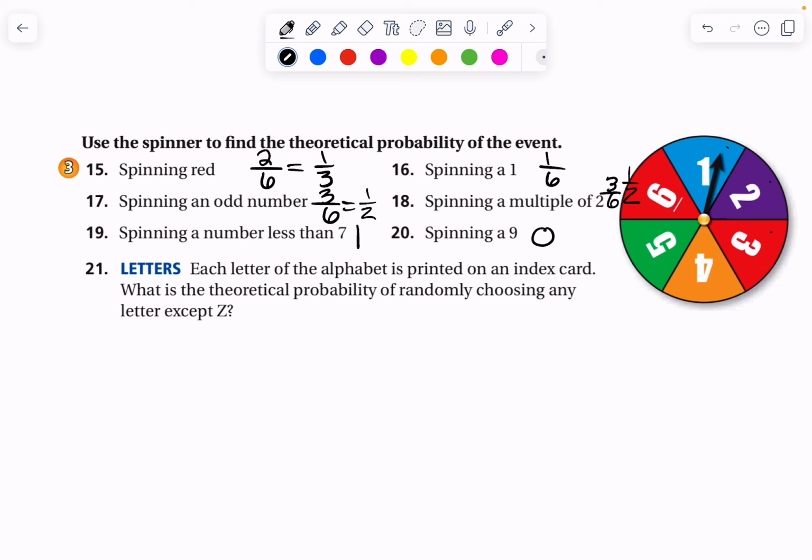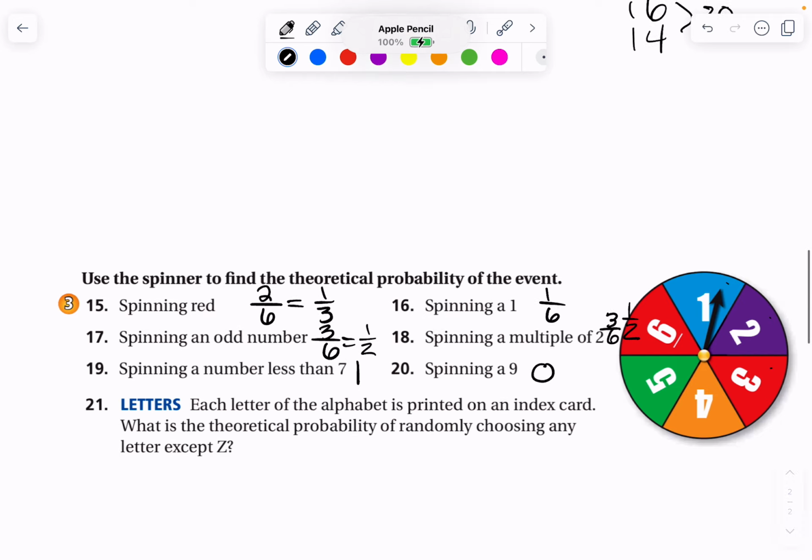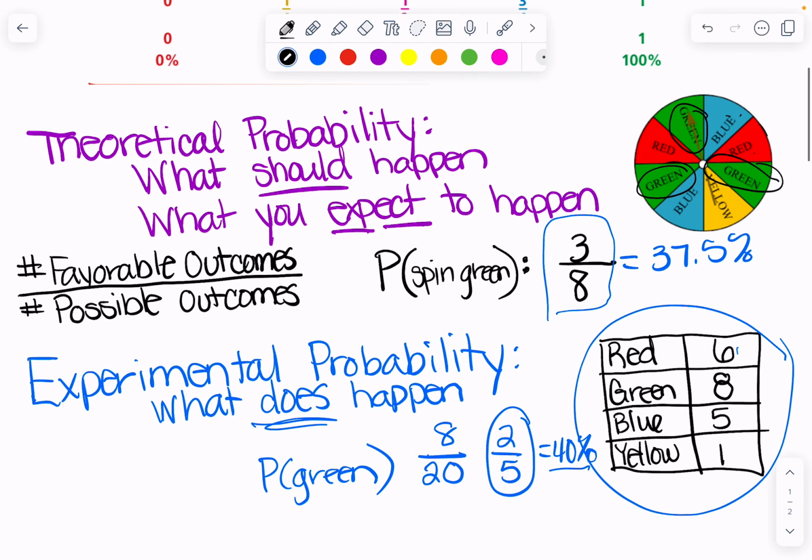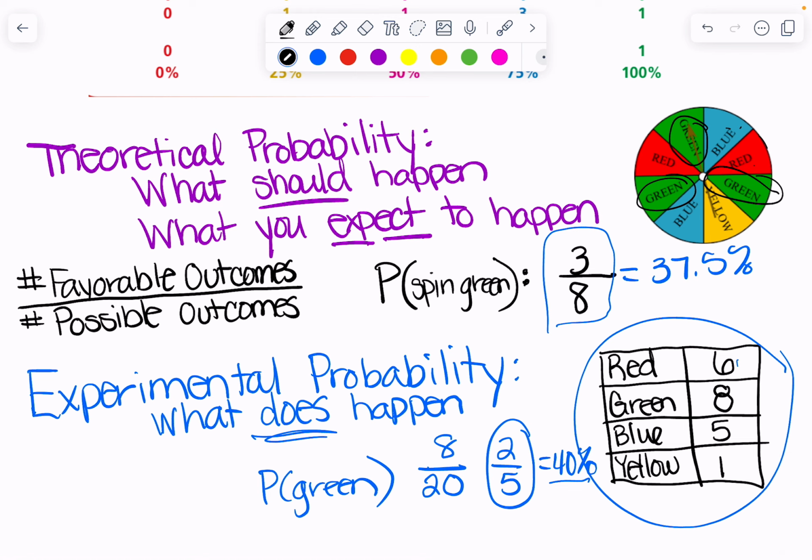So that's just a little bit about theoretical and experimental probability. The biggest thing to remember about those: theoretical probability is what you would expect to happen. Experimental is what does happen.